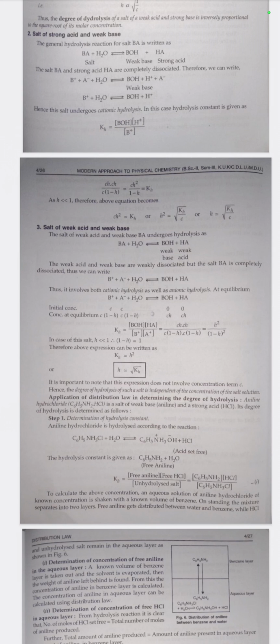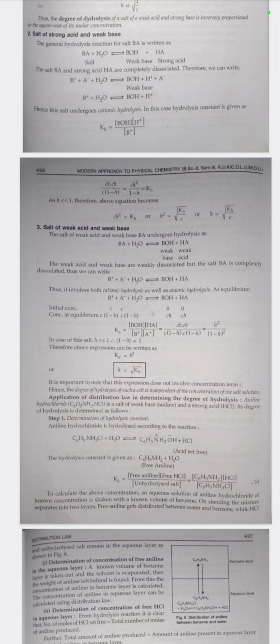Third is the salt of a weak acid and a weak base. The salt of a weak acid and a weak base BA undergoes hydrolysis as BA plus H2O in equilibrium with BOH plus HA. The weak acid and weak base are weakly dissociated, but the salt BA is completely dissociated. Then we can write B+ plus A- plus H2O in equilibrium with BOH plus HA. Thus, it involves both cationic hydrolysis as well as anionic hydrolysis at equilibrium.